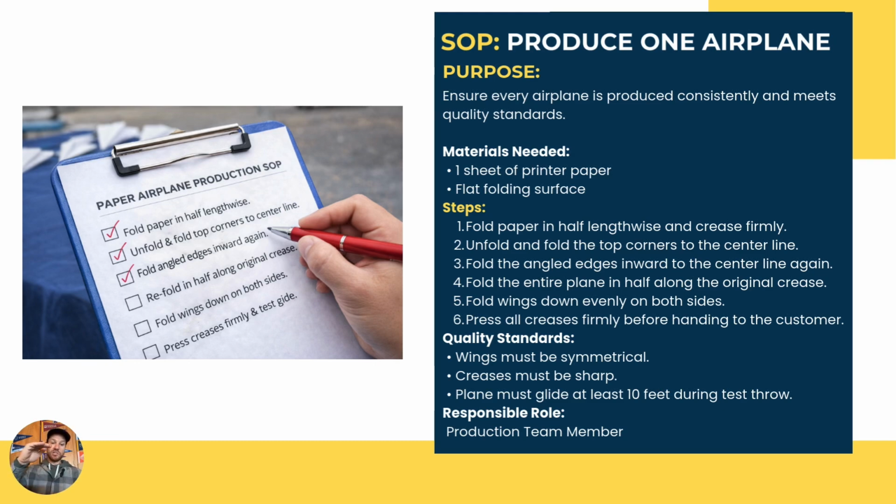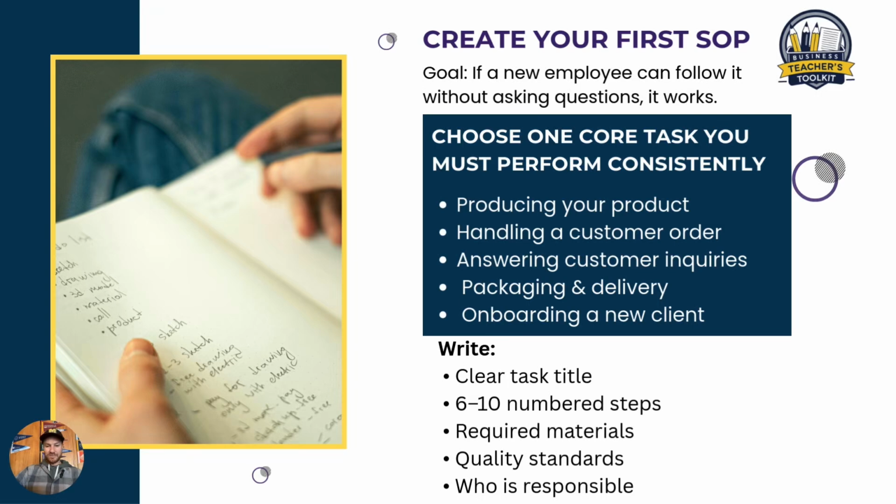I would then go through each of the individual steps in order to make that paper airplane, and then I may have quality standards to make sure that every airplane comes out identical so that the creases are sharp and it needs to glide a certain given distance. I would have a responsible role of having a production team member. Maybe I would have an assembly line style of people making paper airplanes. It's a little bit silly, but you'll see where we're going with this.